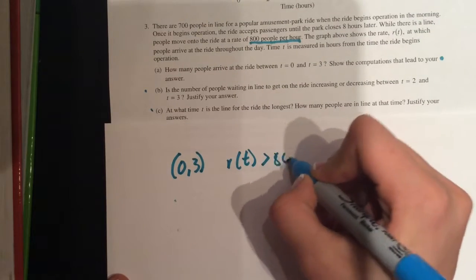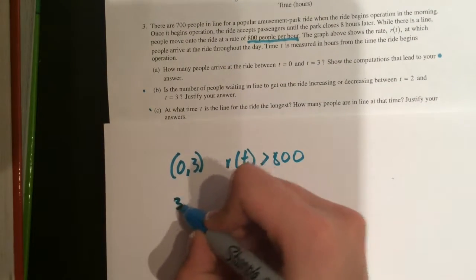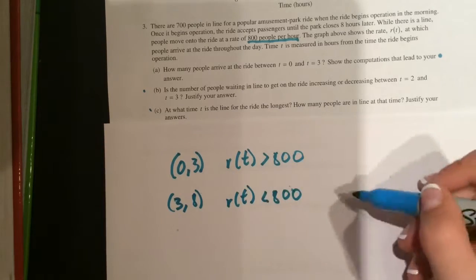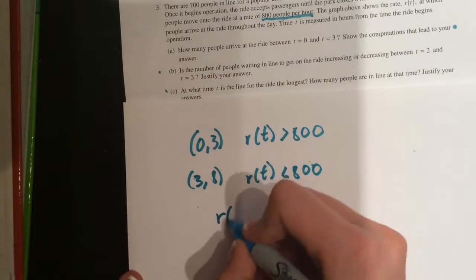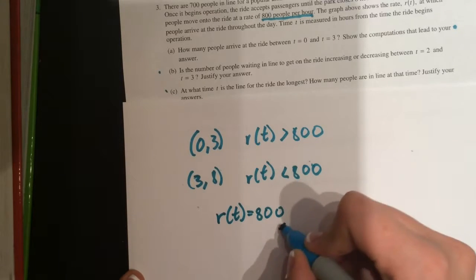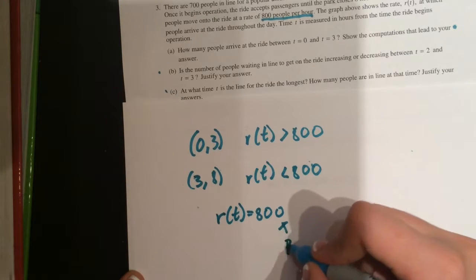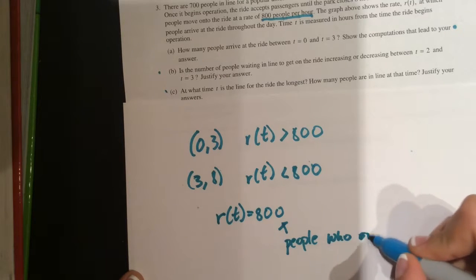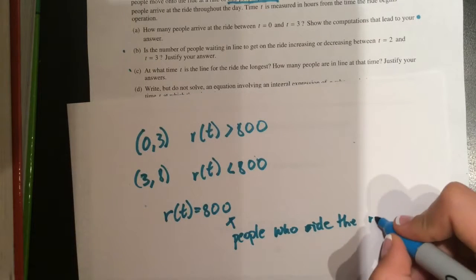So that's going to be at t equals 3. But just to check, on the interval 0 to 3, R of t is greater than 800. And then on the interval 3 to 8, R of t is less than 800. So it's at 3 that R of t is equal to 800.